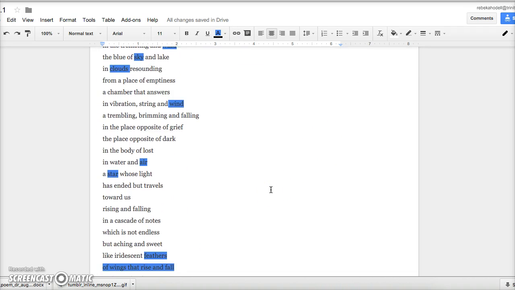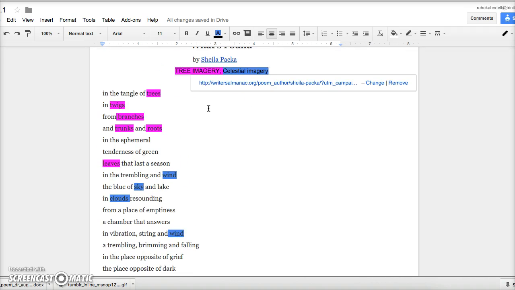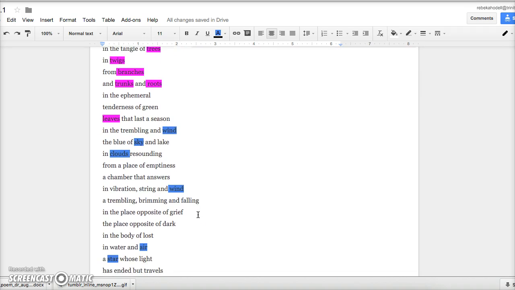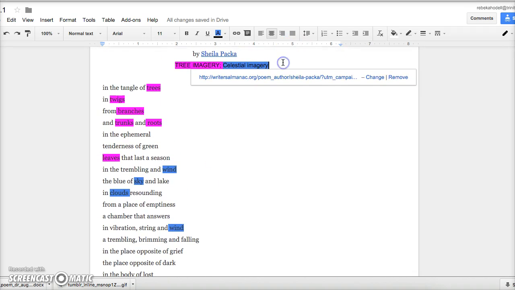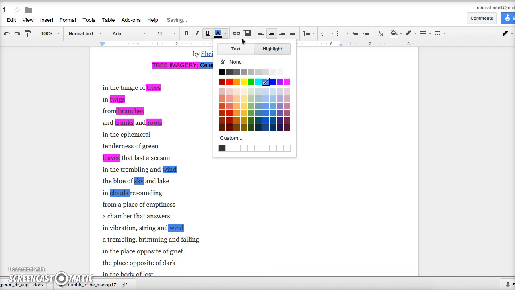Okay, what else did I notice? I want to mark things that have to do with rising and falling. Now, if I was doing this by hand, I would go ahead and just find another color and put, like, my green highlighter on top of my blue highlighter. Digitally, it doesn't work so well and you wouldn't be able to see it. So I'm going to do words that are underlined. I'm going to call this rising and falling so that you can see where things overlap, because where things overlap, things are getting really interesting.